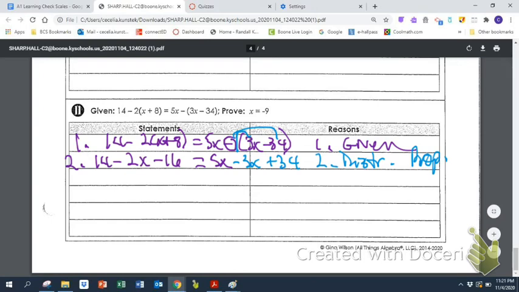On our next step, this is where we're going to combine like terms. So we've got a 14 here and a negative 16 here. And over here we have a 5x and a 3x. Those are like terms. So if we rewrite this, we're going to have 14 minus 16 and then this negative 2x. So we're going to do negative 2x minus 2 is equal to, we're going to combine the 5x minus 3x to give us 2x plus 34. And that's what we're just going to call our step 3, which is just to simplify.